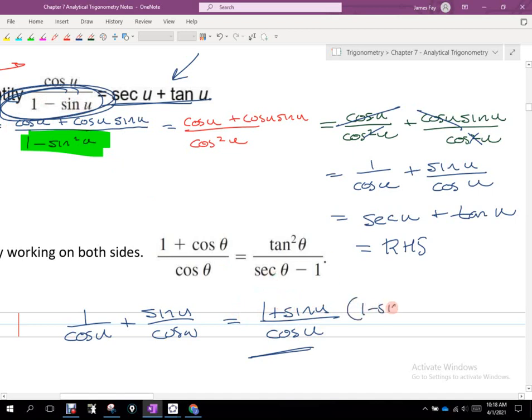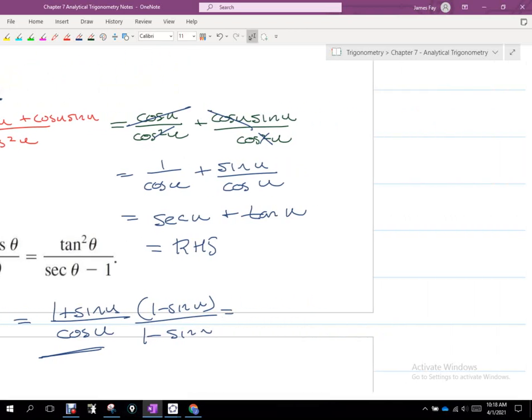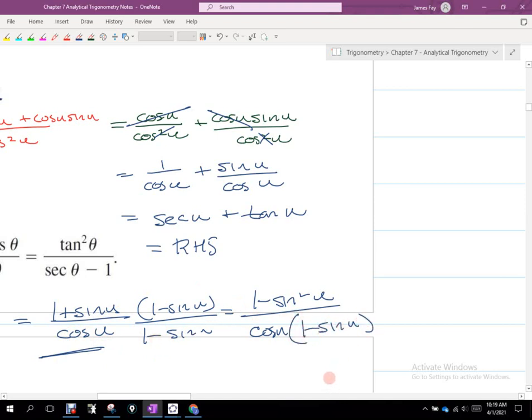We get 1 minus sine u over 1 minus sine u. Okay, that's going to end up being 1 plus sine squared u. Sorry, it's 1 minus sine squared u. 1 minus sine squared u. And this thing, a lot of times when we multiply these things down here like this, I'm not going to actually do the distributive, so I'm going to write cosine u, 1 minus sine u. Okay, what's cosine squared the same as?